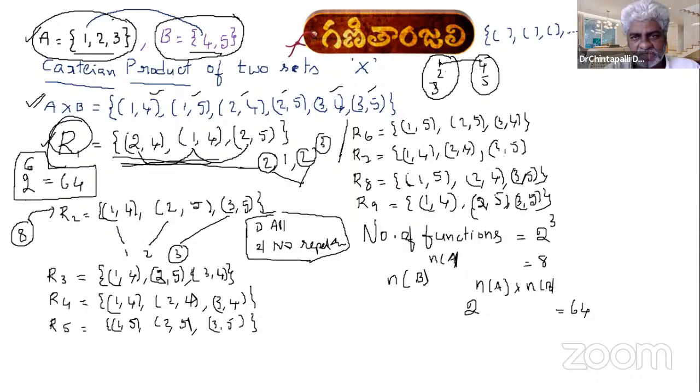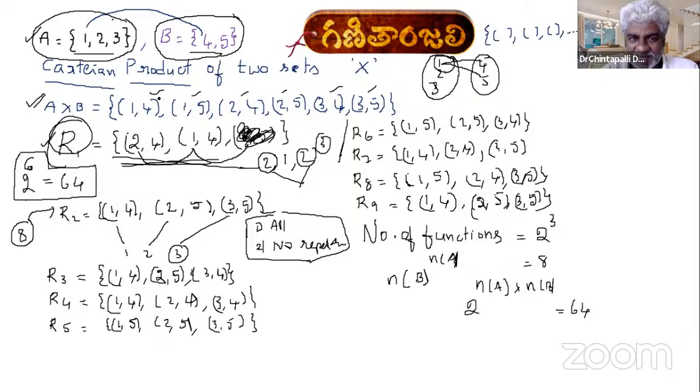1, 4, 1, 5. If we can see this type of association, it's very sure that it is not a function. And this is also a relation, there is no doubt. Without this element, R1 is still a relation.